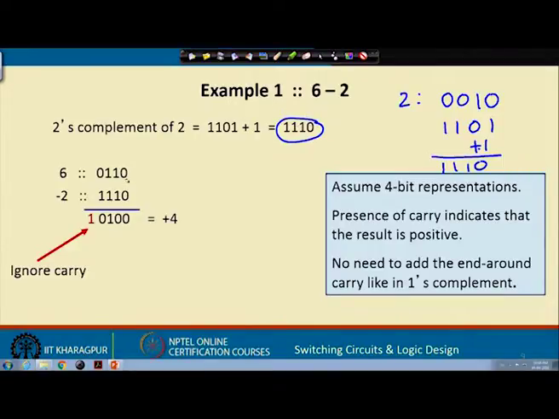So, you add this up: 0 and 0, no carry; 0 plus 1 plus 1 is 0 with a carry of 1; 1 plus 1 plus 1 is 1 with a carry of 1; 1 plus 0 plus 1 is 0 with a carry of 1, and this 1 comes out. Because a carry is coming out, you simply ignore the carry, and whatever remains is your result, 0100, which is plus 4. So, you can see this is much simpler than 1's complement. You simply add, ignore the carry, and whatever is there is your result. Right. Let us look at another example when the result is negative.